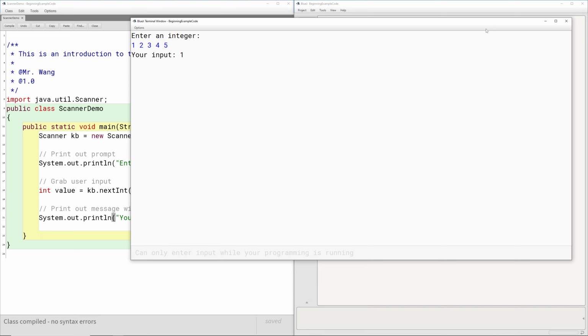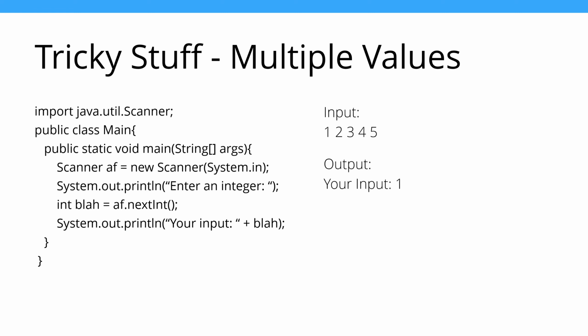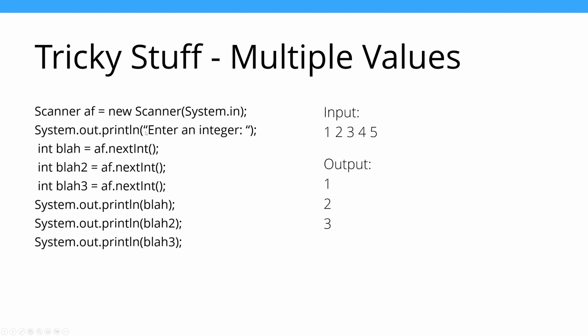Okay, now how can we grab all of it? Well, how do I grab one number with nextInt? What's stopping me from using nextInt to grab the other ones? So that's exactly how you do it. Right here, notice the class and the main method are taken away because we just want to focus on this nextInt portion. We prompt a user to enter an integer. They enter 1 space 2 space 3 space 4 space 5, and we create multiple variables and we call nextInt multiple times. So the first nextInt grabs the first value up to the white space.